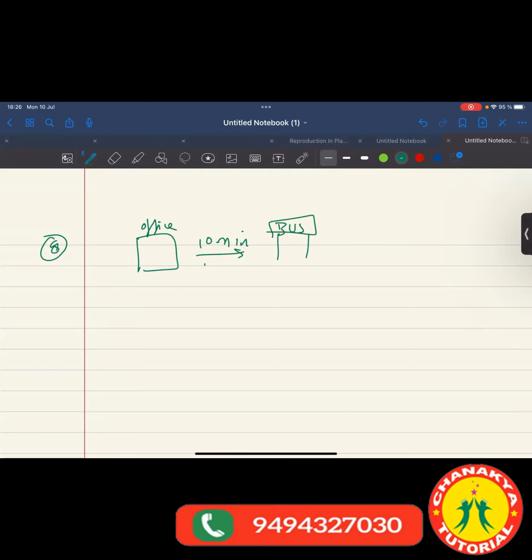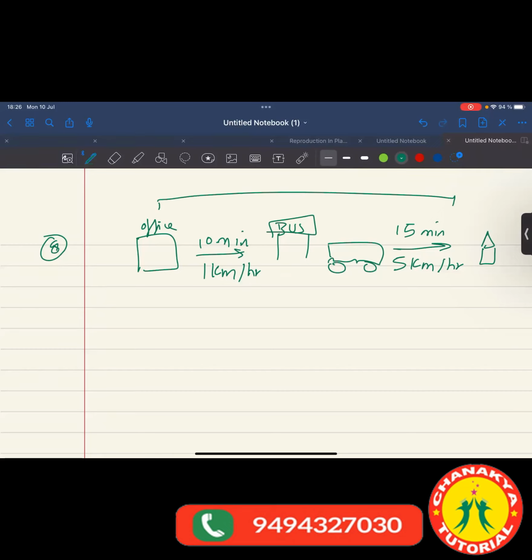At a speed of 1 kilometer per hour she's taking to reach there. And she gets a bus traveling at a speed of 5 kilometer per hour to reach her house in 15 minutes. Calculate the distance between Preeti's office to her house. So you need to find the distance between office to bus stop and the distance between the bus stop to her house and add both of them.